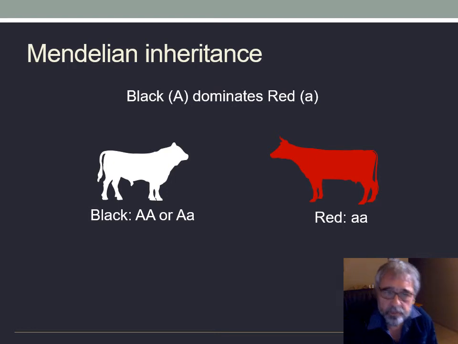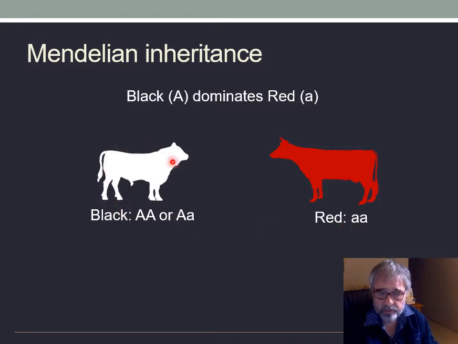Let's take the example of coat color, where we know that the gene causing black coats is dominant over red. So a red animal will always have what we call small a, that's the gene for red, because if the dominant black gene had been present in this animal, it would have had a black coat color. You'll remember that chromosomes come in pairs, so the genes come in pairs. You inherit each of those from your sire and dam.